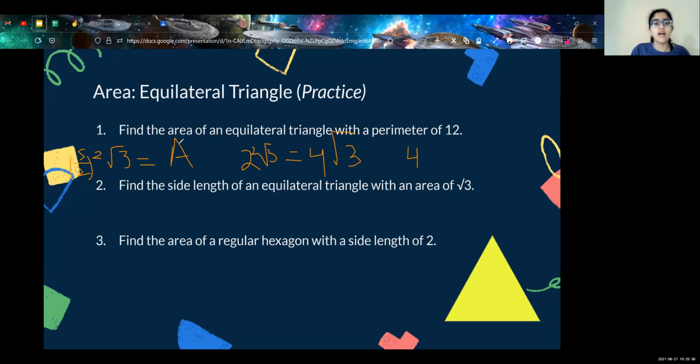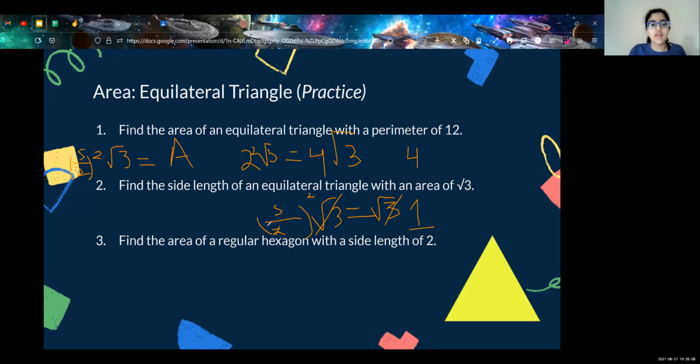Okay, so the area, right, we plug in the area is radical 3. So we get radical 3, or square root 3, is equal to square root 3 times s over 2, and then that whole thing squared, right? So basically, we can divide both sides by square root 3, and we just get 1 on one side, and s over 2 squared on the other side, right?